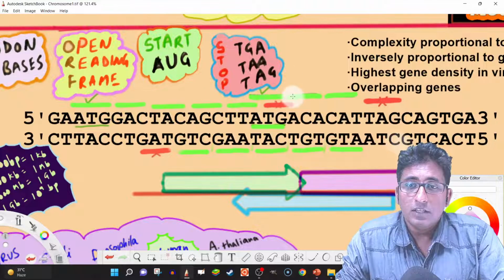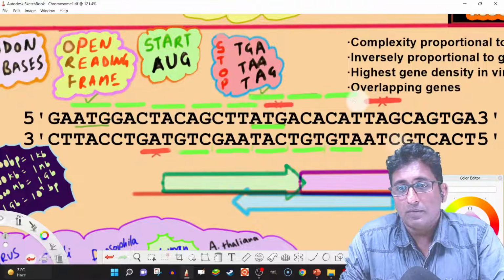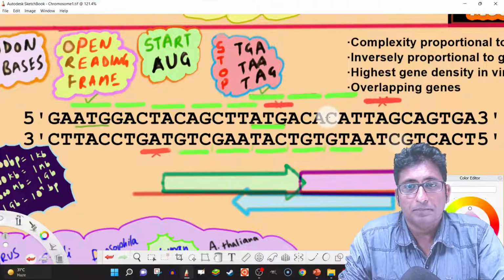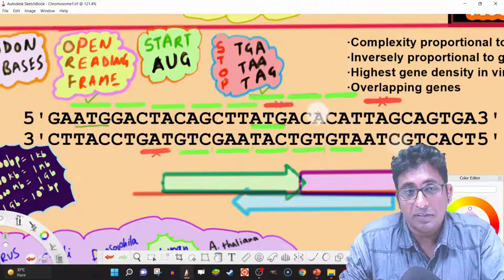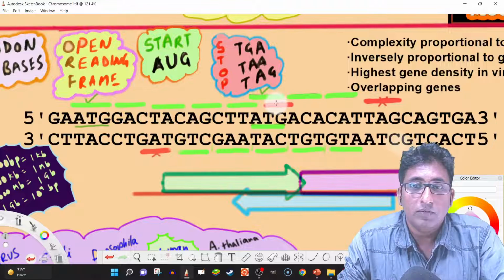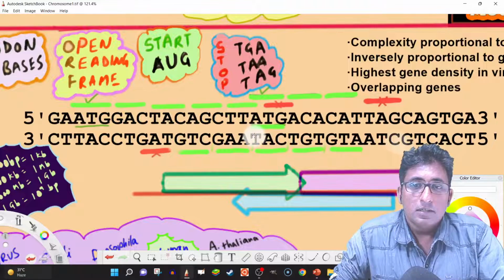These two open reading frames, open reading frame 1 and open reading frame 2, are overlapping. One open reading frame is a part of another open reading frame. Some of them can be even more overlapping as well.